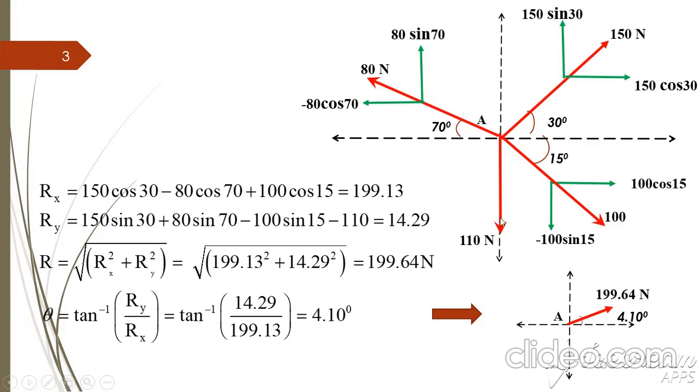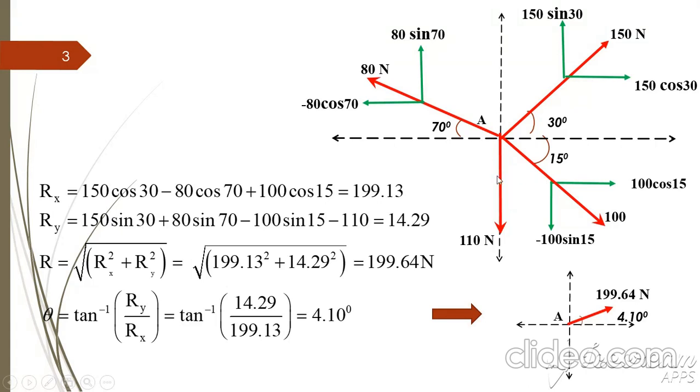The next force is 110 Newton, which acts vertically downward, so the horizontal component of this force is 0. Then the next force, 80 Newton, is again an inclined force making an angle of 70 degrees with respect to the x-axis, so it gets resolved into horizontal and vertical components. As the angle is made with respect to the x-axis, the x component is 80 cos 70 and the y component is 80 sin 70. Again, the sign convention: the x component is in the opposite of the positive x direction, therefore minus. Then the y component is in the positive direction of y, therefore it is positive.